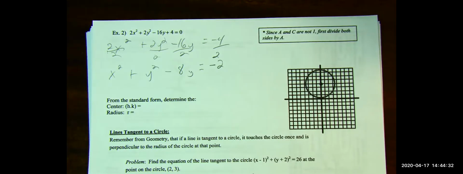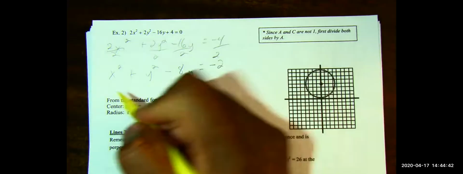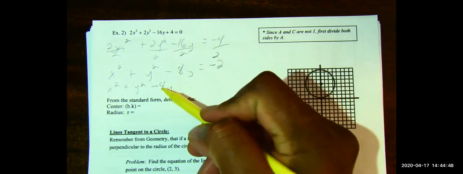I do have to complete the square for the y terms, but there's no point in completing the square for the x terms. If you notice, the circle didn't move left or right from the origin. So we'll have x squared plus y squared minus 8y, negative 8 divided by 2 squared. That would be negative 4 squared, equals negative 2 plus negative 4 squared is, what's that, 16?